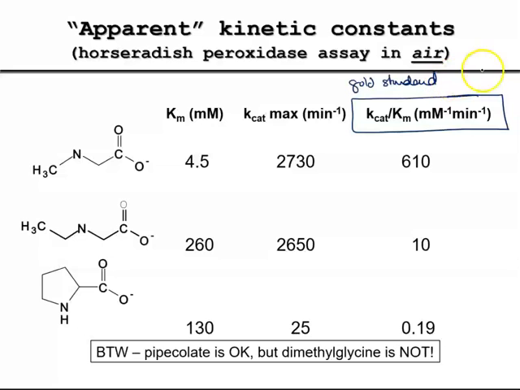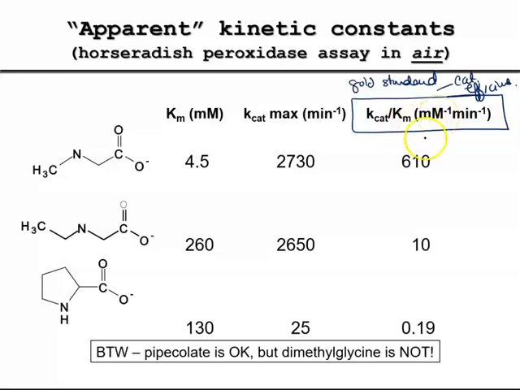And it allows us to compare how good of a catalyst an enzyme is across multiple enzymes and multiple substrates, right? So this is the catalytic efficiency, and this is expressed as Kcat over Km.